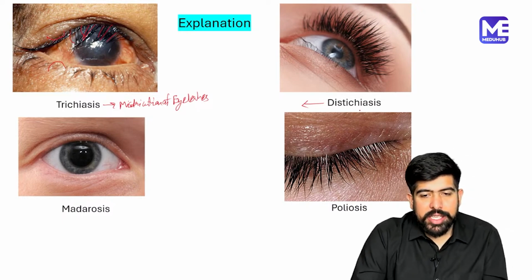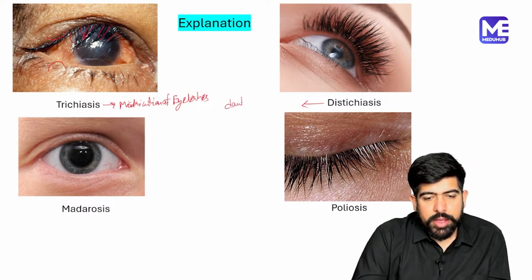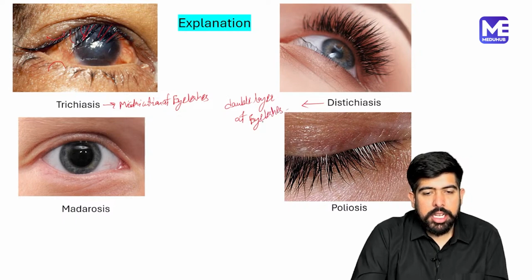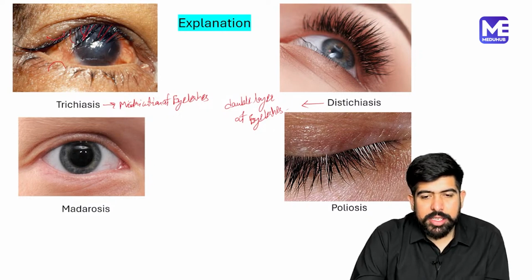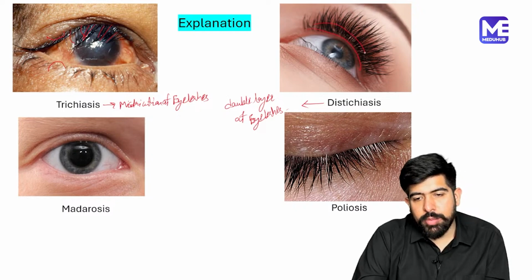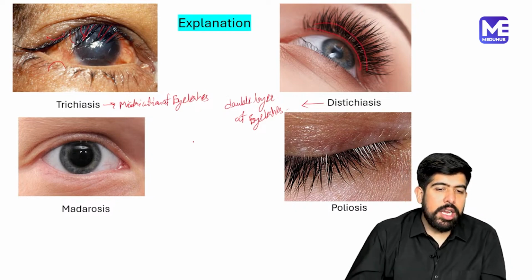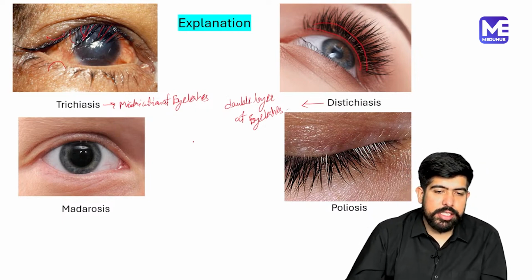Next we have distichiasis. What is the meaning of this? Of course, double layer of eyelashes. So what we have here is a double layer of eyelashes, which you can see in distichiasis. Can you see here? You can see this is the one layer, which is the first, and behind it you can also see one more layer. So this is the double layer of eyelashes seen in distichiasis.